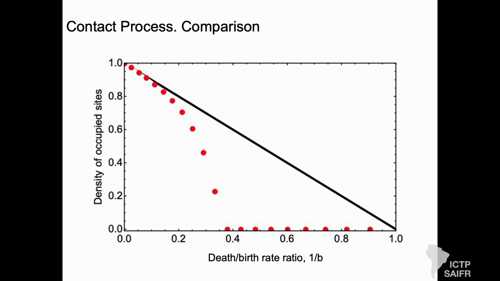So yesterday we finished the class with this comparison, and we were discussing it a little bit. We were trying to understand why the mean field approximation, or the well-mixed approximation, remember the black line, was always overestimating the numerical simulations in the one-dimensional lattice. That was the red points.